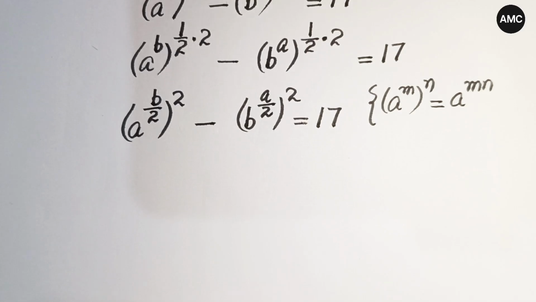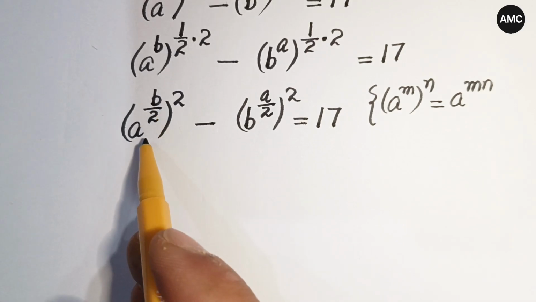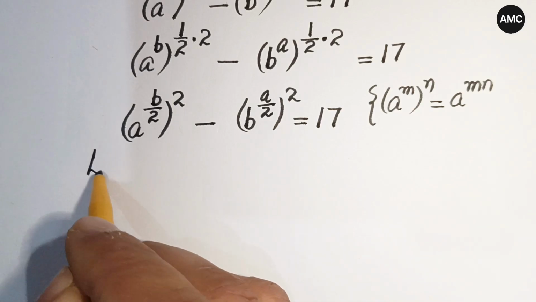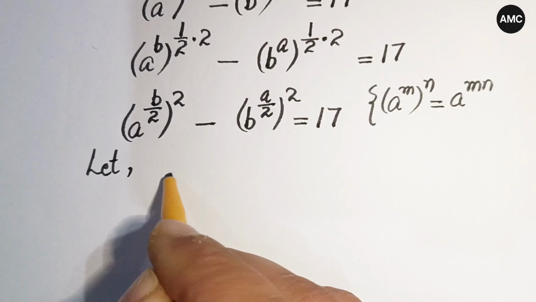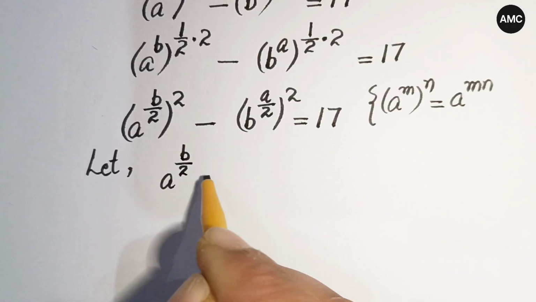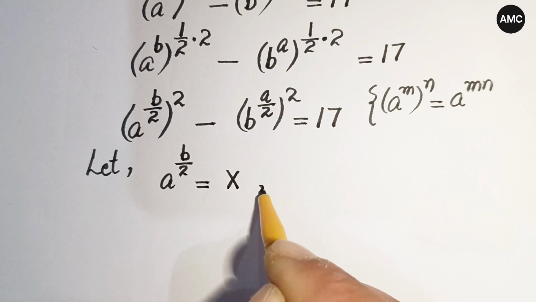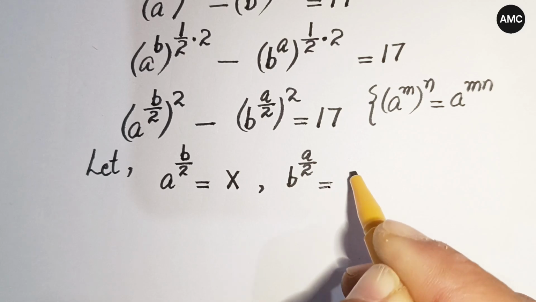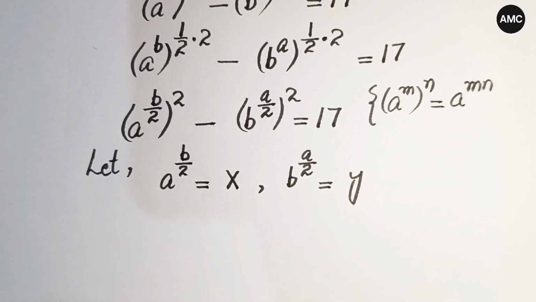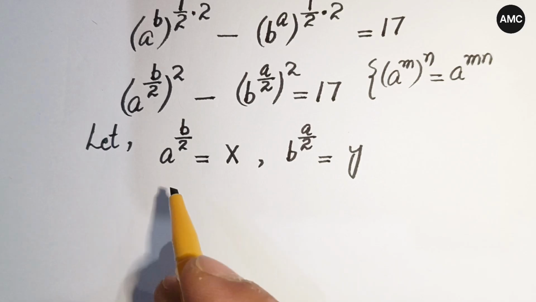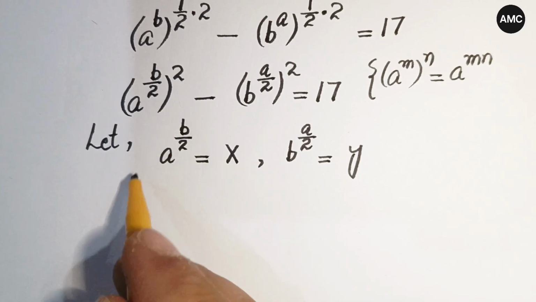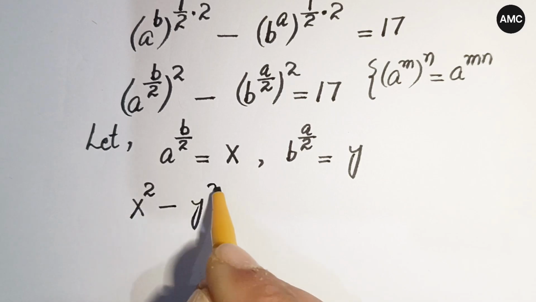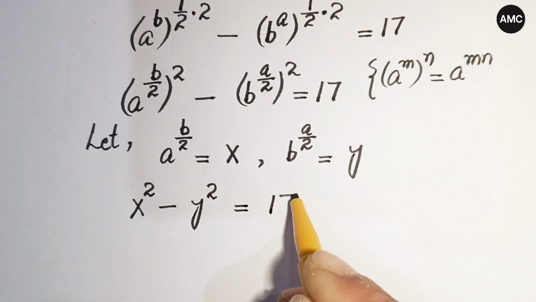Now, let us consider a to the power b over 2 is equal to x and b to the power a over 2 is equal to y. Substituting these values here, we will get x squared minus y squared is equal to 17.